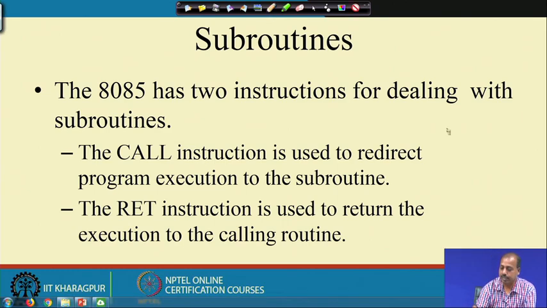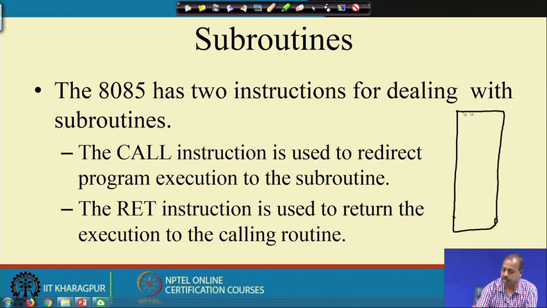So, it is like this: if this is my main program, suppose your main program starts at memory location 1000 and it goes like this, and then this is the subroutine that you have starting at location 4000. Now, somewhere here at location say 2000, I want to give a call to this subroutine. So, for that purpose the instruction is call, this is the call 4000 hex.